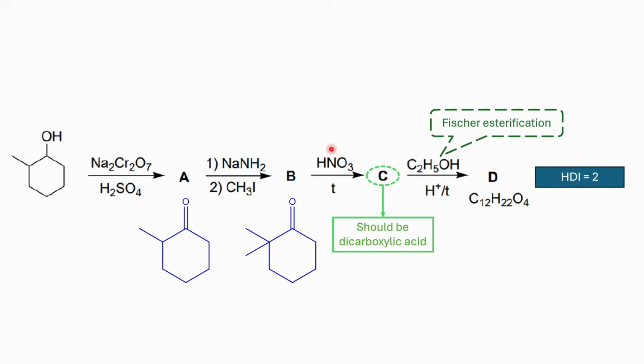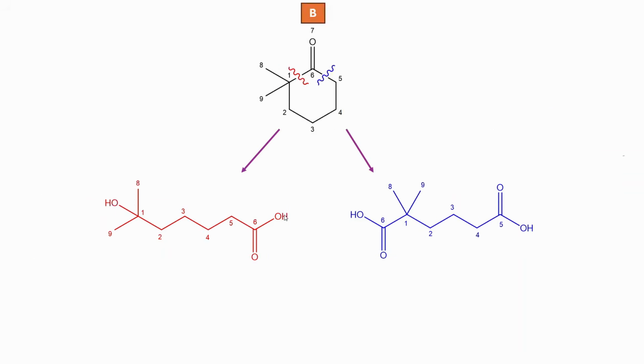Now I know that from B to C it's going to be a strong oxidation reaction. C should be a dicarboxylic acid, and then we are going to have Fischer esterification to yield a compound D, which has HDI of 2. And this HDI of 2 probably means 2 double bonds because we need a dicarboxylic acid, right? And from C to D, we don't have any change in HDI. And since this should be a dicarboxylic acid, and this is a very strong oxidizing agent, I am thinking about cleaving carbon-carbon bonds. So there are two possibilities.